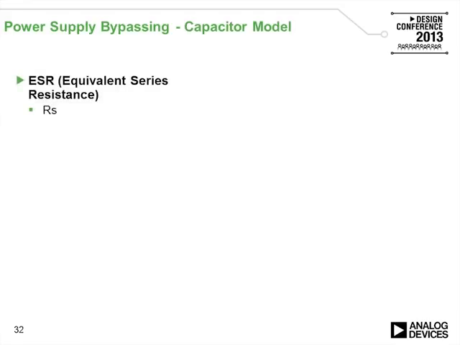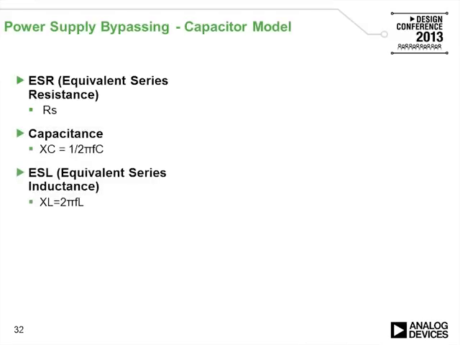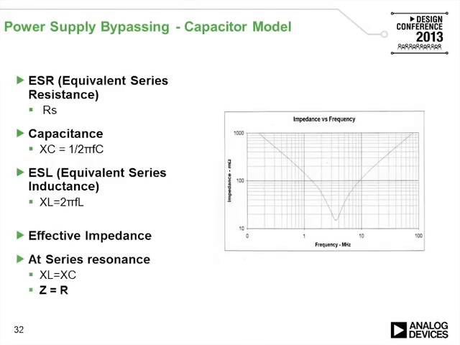Okay, a capacitor has a model, with the equivalent series resistance. Capacitance can be calculated as shown. There is an equivalent series inductor, and the effective impedance of this capacitor at series resonance is where XL is equal to XC. Picture is shown. So for any particular capacitance, the impedance of this capacitor is optimized at only one frequency. And below or above that frequency, the impedance goes higher, so the capacitance has a lesser effect.